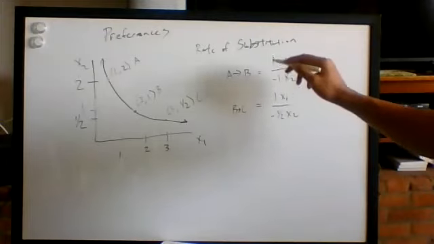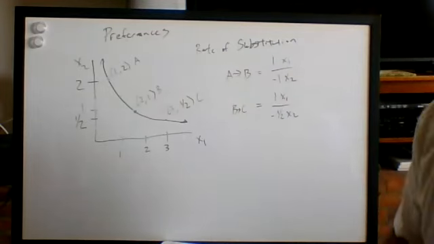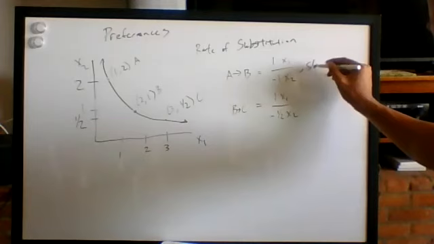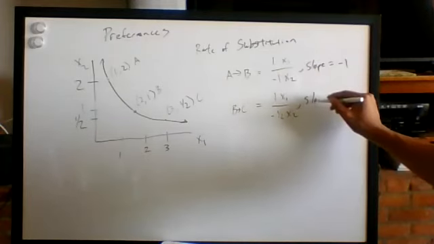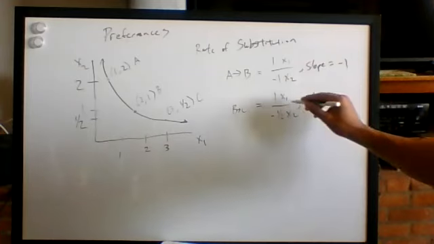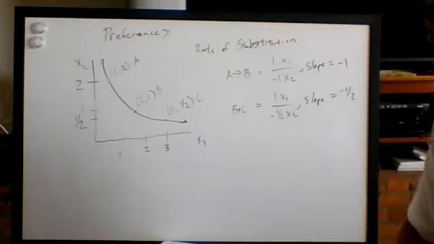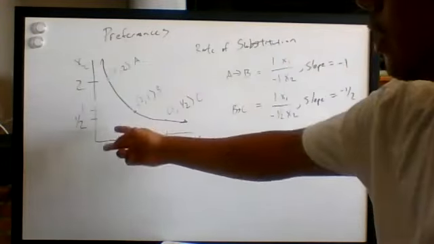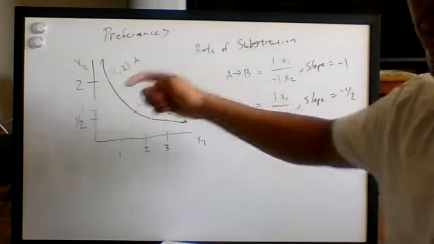And so don't think about this as a slope, think about this as just a ratio of what you had to give up, because we all know that slope is rise over run. If we're actually looking at the slope, slope is equal to -1, and the slope in this case would be equal to -1/2, right? What you notice is that we had to give up more of x2 to get an additional unit of x1 when we had less x1 to begin with, right?